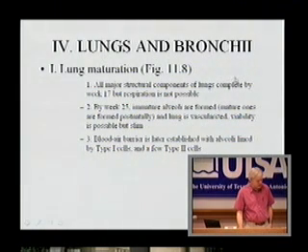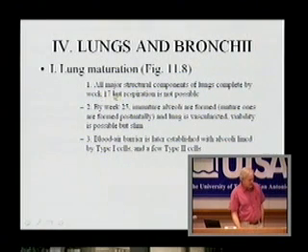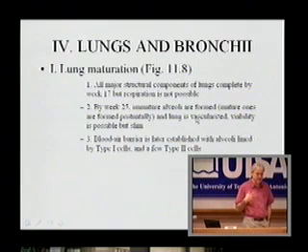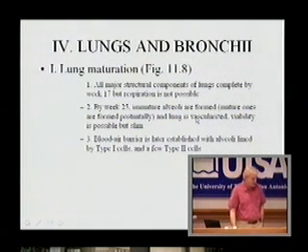So all the major structural components of the lungs will be complete by week 17, but obviously respiration isn't possible yet. By week 25, the immature alveoli are formed. The mature ones are formed postnatally, and the lung is vascularized. The mesenchyme is differentiating into the vasculature as all of this is happening.